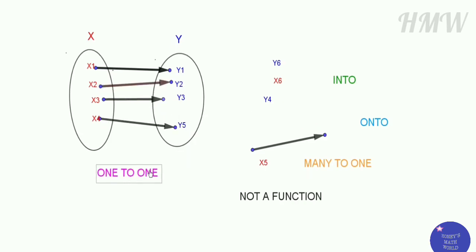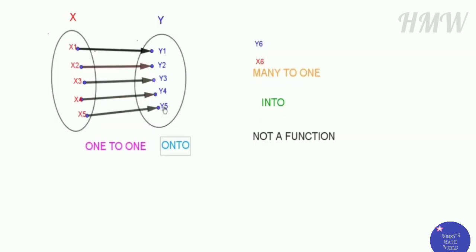What about this? This is 1-to-1 because distinct elements have distinct images. It is onto also because the codomain is equal to the range. Codomain is y1, y2, y3, y5. Range is also the same. So it is a 1-to-1 onto function, that is bijective function. This is also a bijective function. So 1-to-1 and onto. Thank you.